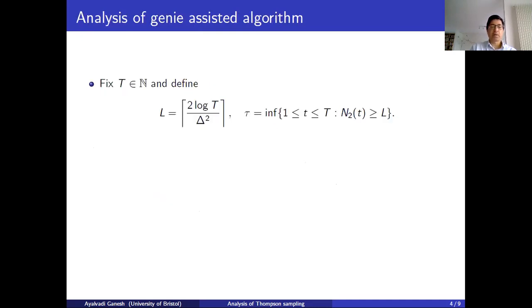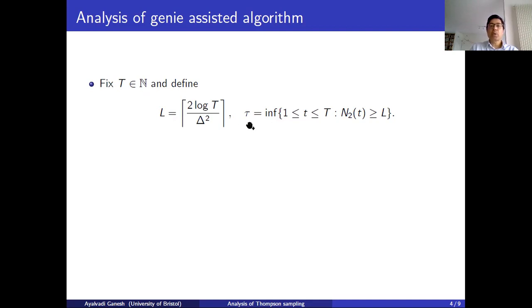Okay, so let's start with the analysis of the genie-assisted algorithm. So let's fix time horizon t in the natural numbers. We are going to calculate the regret up to this time. And we'll define L as this quantity. So it's essentially 2 log t over delta squared, but we round it up to the nearest integer.